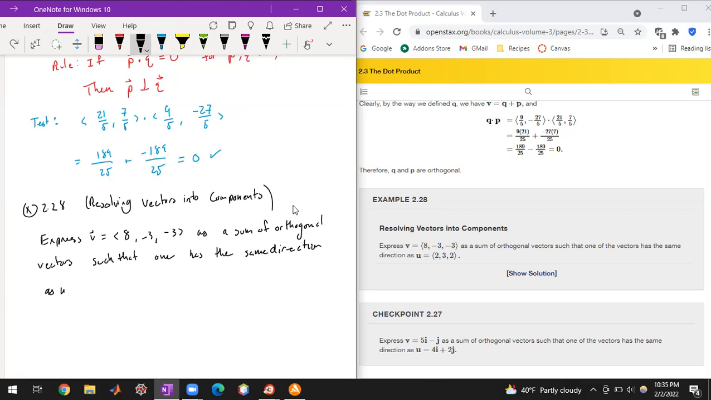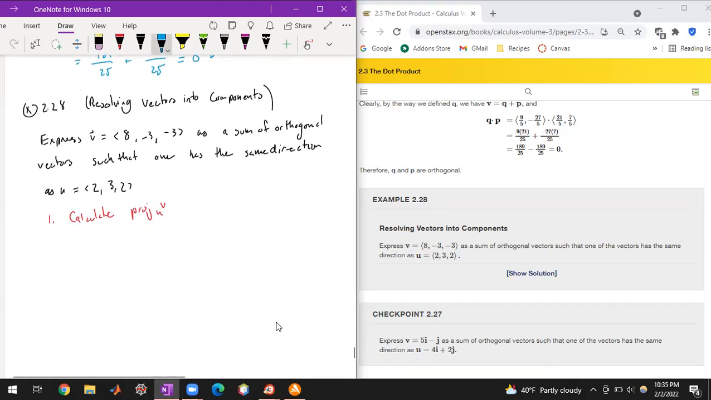Right, so our vector U is equal to 2, 3, 2. We're going to follow the same steps that we had up above. The first thing that we're going to do is calculate the projection of V onto U. We know that the projection of V onto U, we'll call that our vector P, is equal to the dot product U dot V divided by the magnitude of U squared times our vector U.